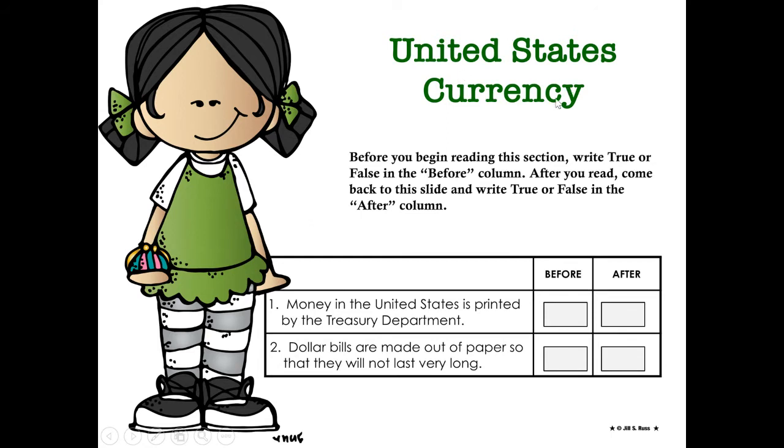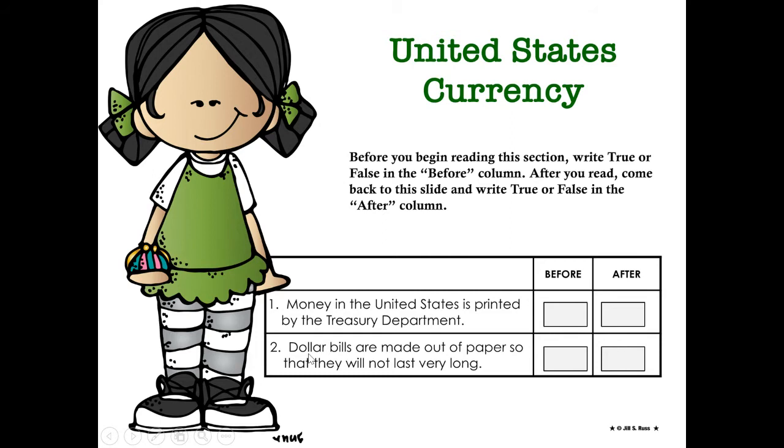So looking at United States currency in the before column, the first statement says, money in the United States is printed by the Treasury Department. If you think the Treasury Department prints our money, write true. If you don't, put false.